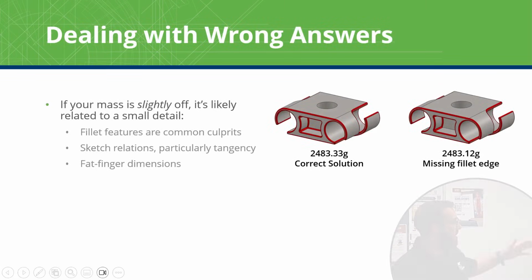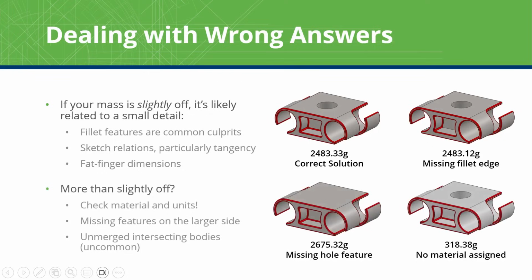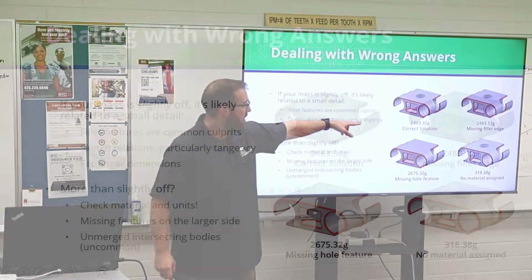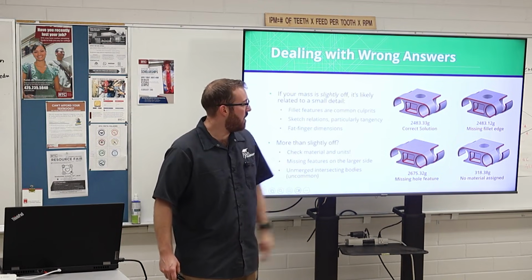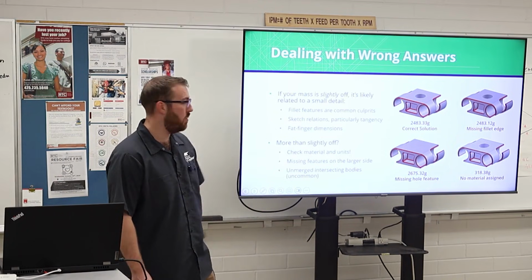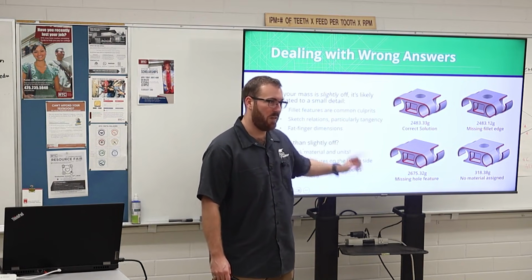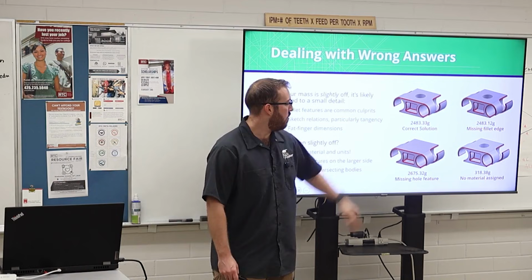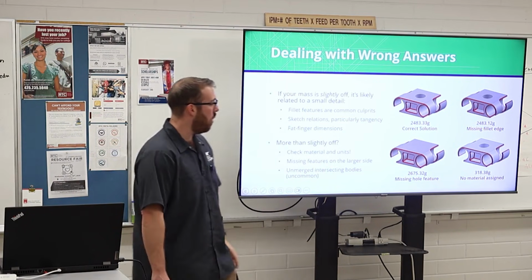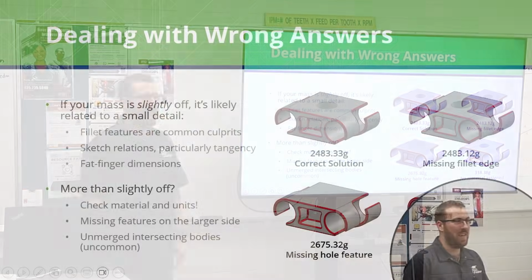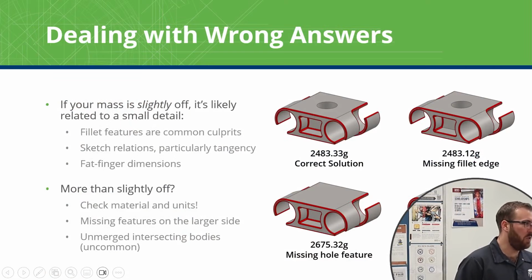I did want to comment quickly on dealing with wrong answers. If you are working with a solution model, if your mass is slightly off, it's probably related to a small detail. Oftentimes these are fillet features, sketch relations, or just getting a dimension wrong. So as an example here, there's our correct solution, 2483.33 grams was the solution we got. If you're missing a single fillet edge, which I know you can't see from there, but there's one fillet edge that's missing, it throws your mass off by 0.21 grams. Yeah, and that may or may not be enough to get you the wrong answer.